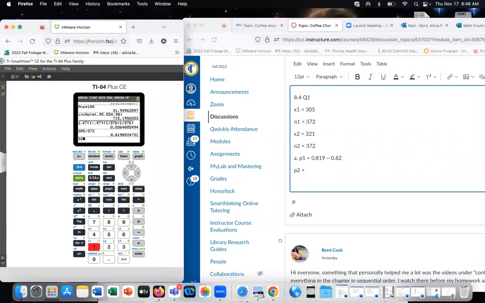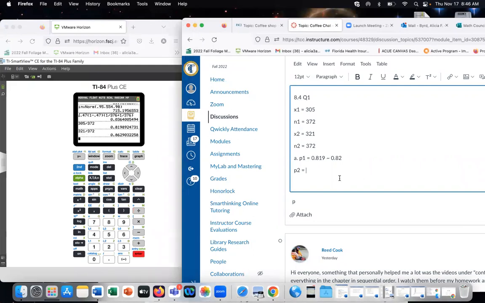321 divided by 372. We're gonna get 0.862. Good. And that's gonna give me 86.29. Yep. And I think are we returning these as percents on that part?